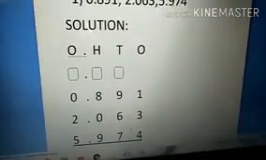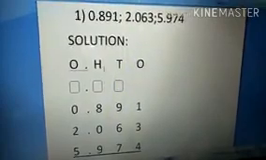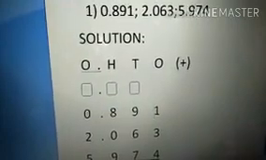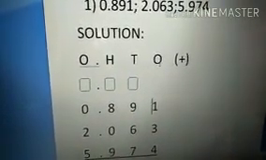Next step, we have to arrange the given numbers according to the place value, children. So this is addition. You should put the symbol. Then we come to the problem.